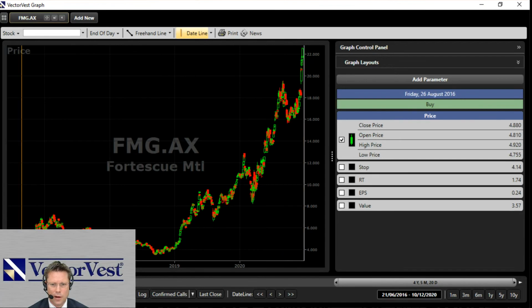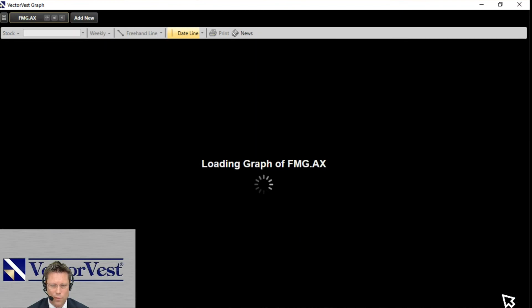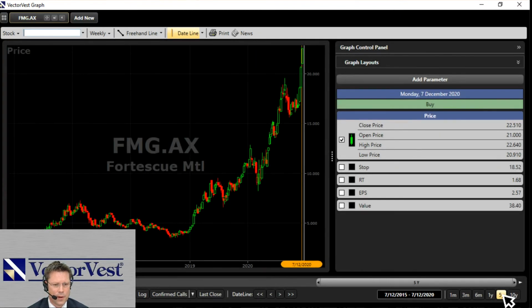If you go back, say 4.5 years ago, $4.88 Australian, and now it's just breaking through the $22 mark. Phenomenal. All right. Over that 4.5 year period, you've made yourself a small fortune in terms of returns, right? There it is over 5 years.